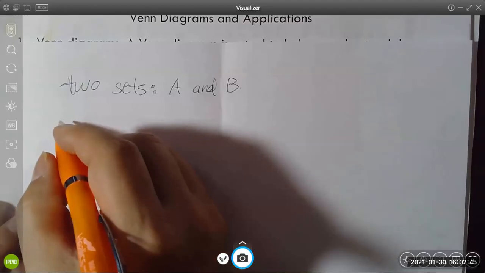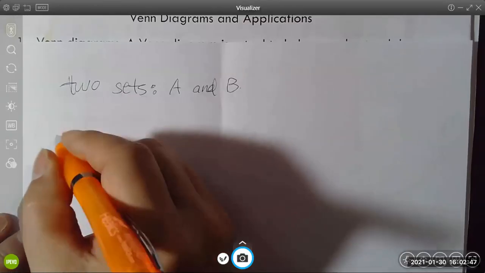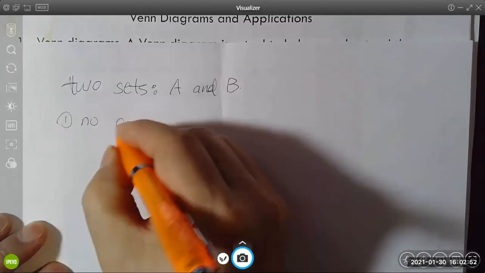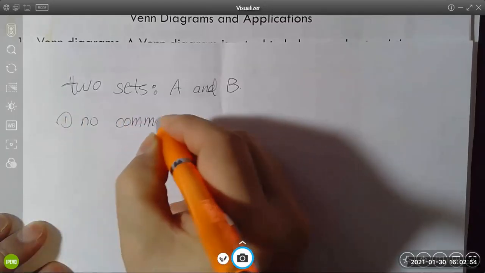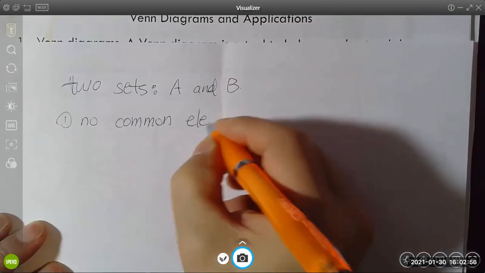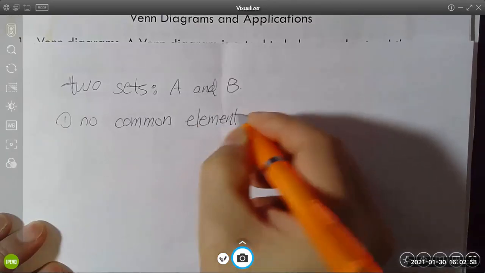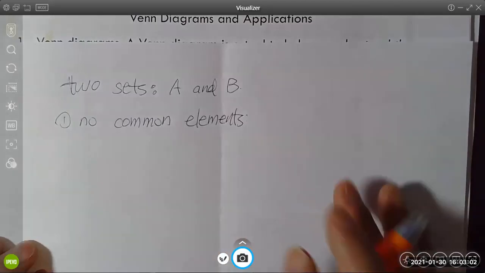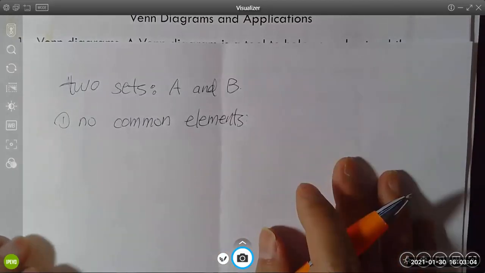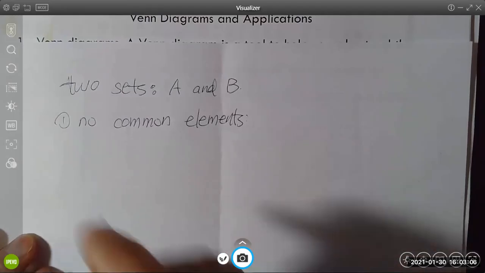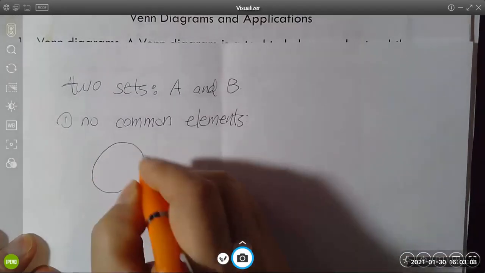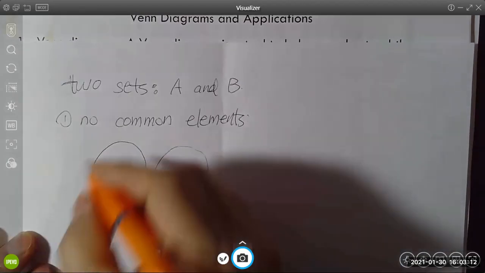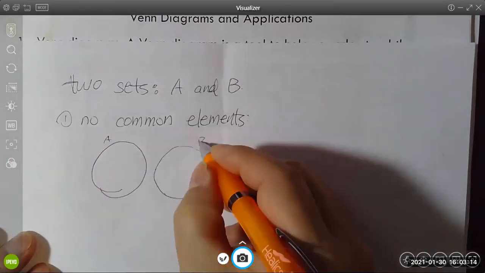Either these two sets have no common elements. So they have no common elements. That means in terms of the graph, they don't intersect because there are no common elements. It goes like this. You draw it like this inside the rectangle. Let's say this is set A, this is set B.